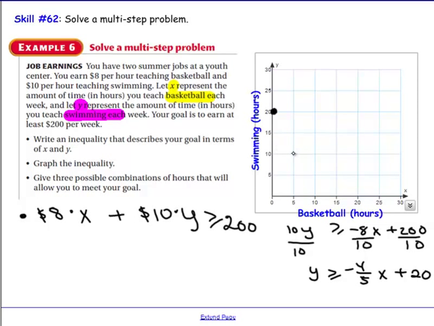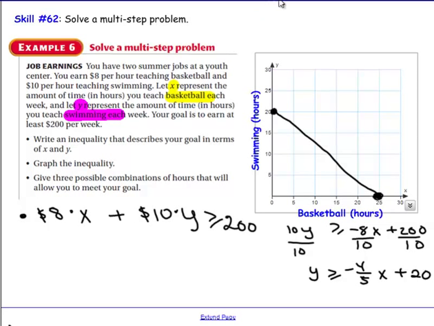So if I go down 20, I have to go over 25. So it's actually down here. So if I go down 20, it takes me to 0, I go over 25. Okay, so it is a solid line connecting these two. So what do these intercepts represent? This is the y-intercept. So this means that I can make $200 by just teaching swimming for 20 hours, or I can make $200 by just teaching basketball. So this line is going to represent making exactly $200.